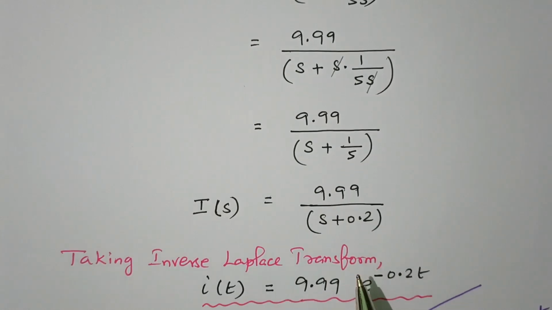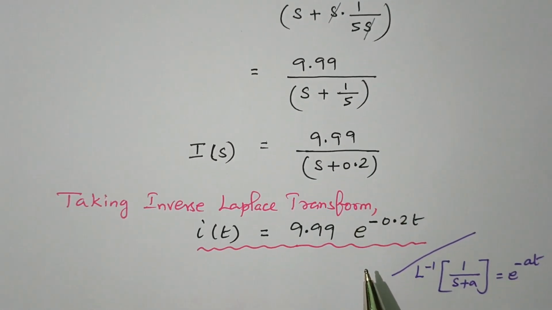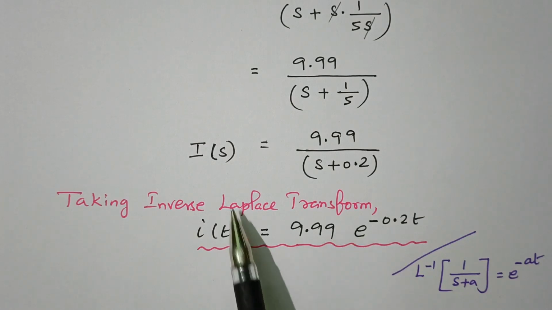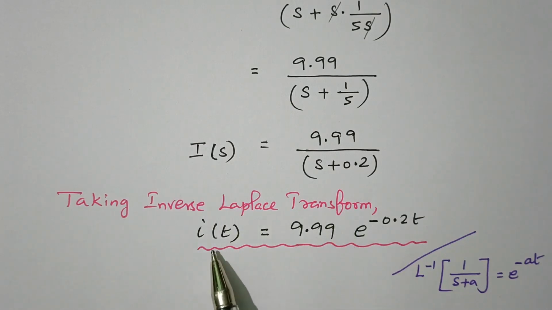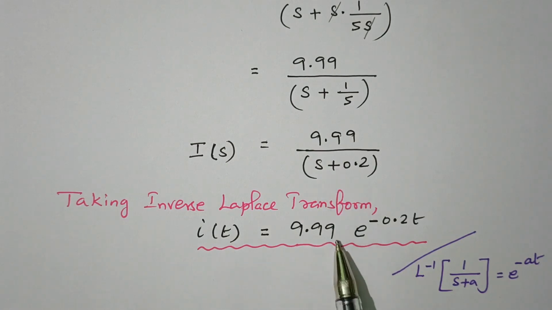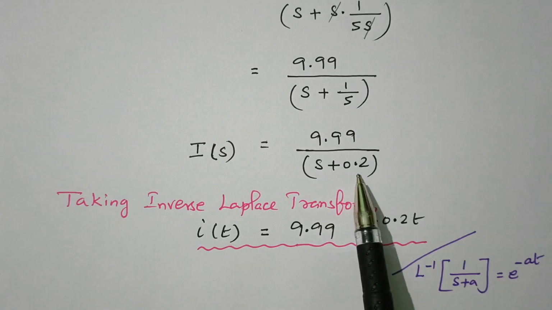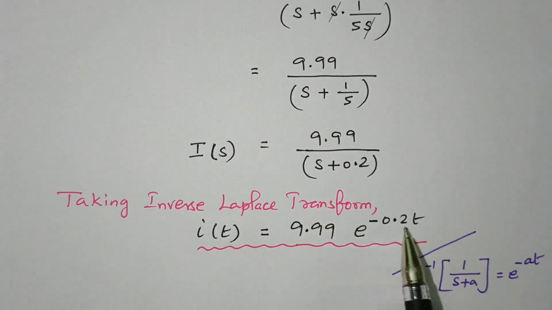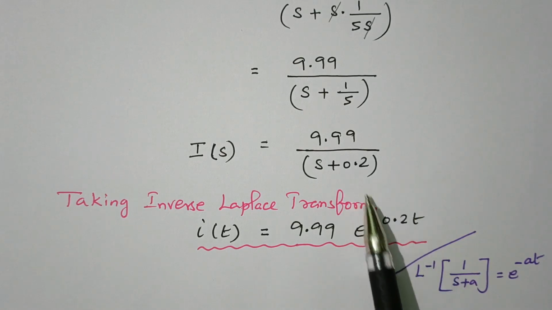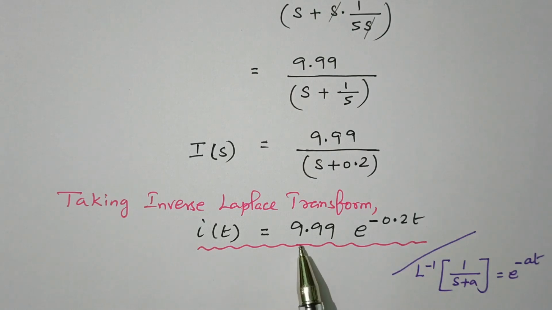Now by taking the inverse Laplace, we can find the transient current in the circuit. So I will take the inverse Laplace on both sides. i(t) equals this 9.99 times 1 divided by s plus 0.2, which can be written as e to the power minus 0.2t. That is based on the Laplace inverse of 1 divided by s plus a, which is nothing but e to the power minus at. Here plus means minus, minus means plus. So this a is 0.2, so e to the power minus 0.2t. So the transient current i(t) equals 9.99 e to the power minus 0.2t.